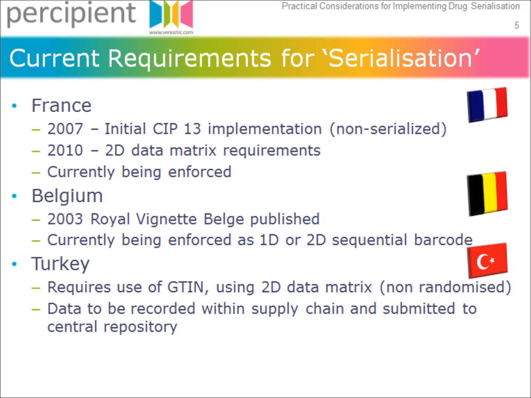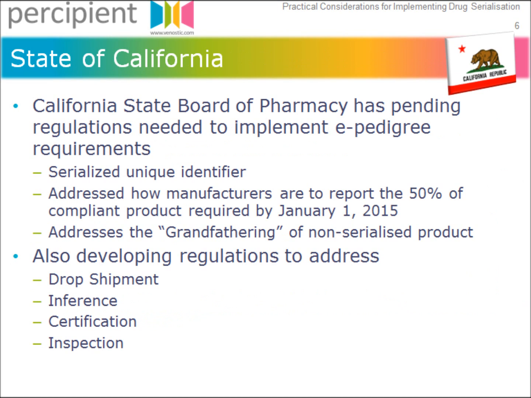Last week, Virginia Herold from the California State Board of Pharmacy gave us a good update of their current process. So over in California, if you are selling into the US or selling into California, you will need to use serialized unique identifiers down at the item level. And the requirement there is to have 50% of your items serialized with e-pedigrees and to be able to report on that on January the 1st, 2015. So that's a requirement that's coming along for next year, to be reported, as I say, at the beginning of the following year.